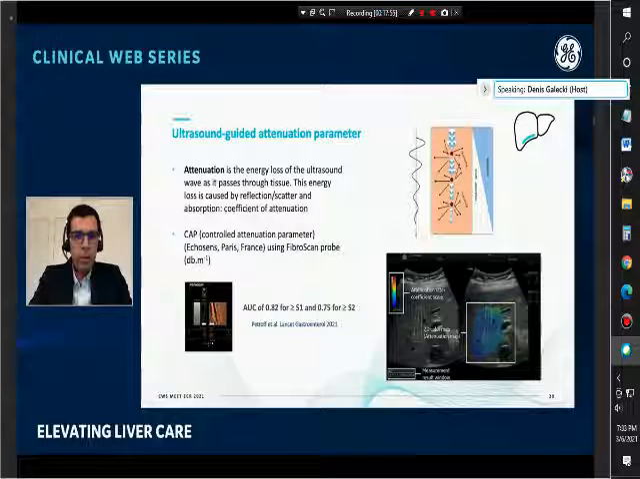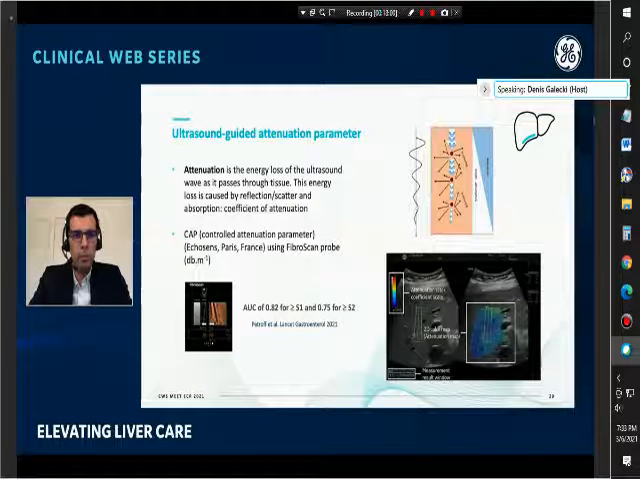Ultrasound-guided attenuation parameter is a recent diagnostic tool that has been developed to that purpose. Attenuation is an energy loss of the ultrasound wave caused by reflection, scattering, and absorption. The first tool that has been proposed to assess steatosis using ultrasound attenuation was the CAP, for controlled attenuation parameter, an additional tool implemented on the FibroScan. If this tool was a pioneer in the field, its diagnostic performances remain limited.